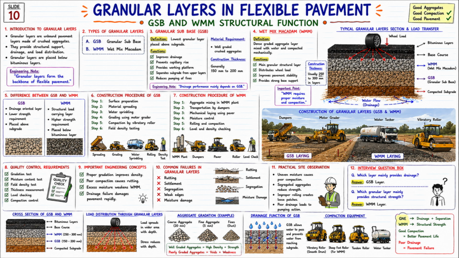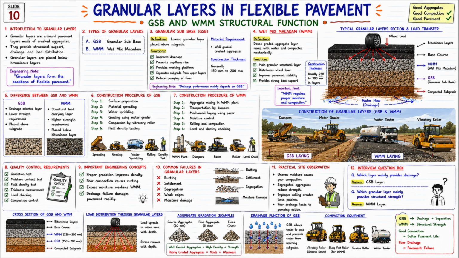Now let us look at the 11th topic. Practical site observations. Uneven moisture causes poor compaction. Segregated aggregates reduce strength. Improper rolling creates loose patches. Poor drainage leads to pumping action. And the site engineer should always pay attention to these observations. Now let us look at the 12th topic.